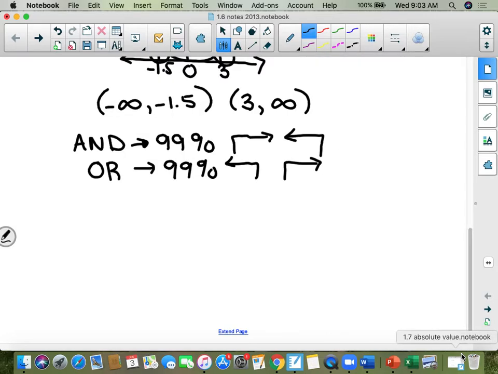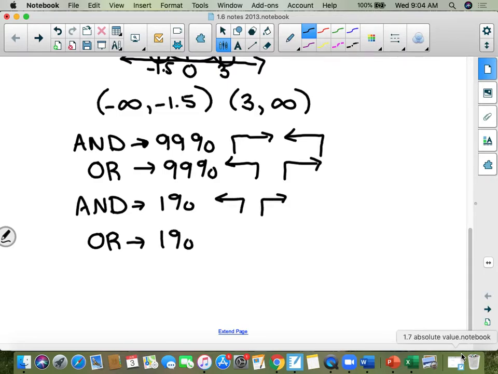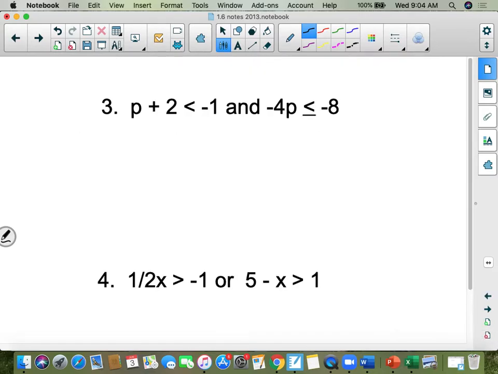If an and, there's a 1%, and an or, there's a 1%. If an and goes away from each other, it's a no solution. If an or comes together, it's many solutions, which is a negative infinity to a positive infinity. I think the next one are examples of that. So you can see we're doing an and, so an and should come together.